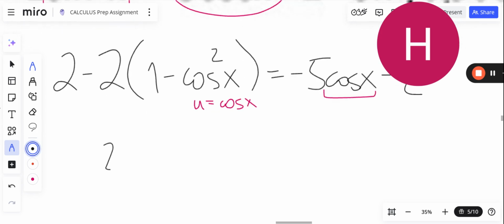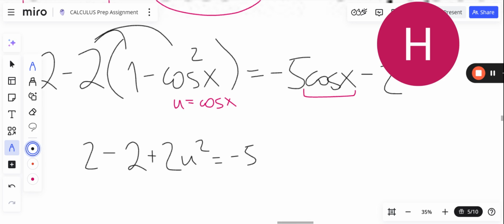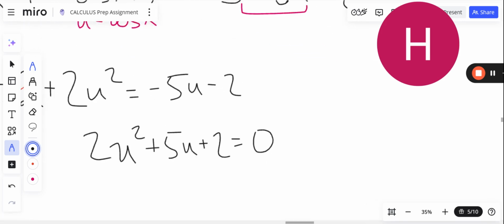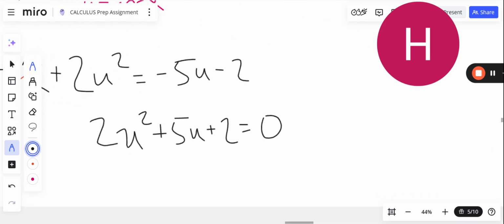So now we just have 2 minus 2 times 1, 2 times negative u squared, so it becomes positive 2u squared, and this is equal to negative 5u minus 2. This equation simplifies quite a bit. If I move everything over to the left side, and now I can solve this. It's possible that this factors. You want to try to factor it? Good idea.